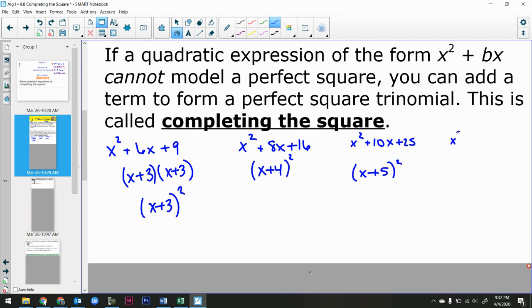Let's just do one more for good measure. x squared plus 12x plus 36. Factors of 36 that I had to get to 12 are 6 and 6. So it'd be x plus 6 times x plus 6, or x plus 6 squared. We can see that these are pretty easily factorable, right?